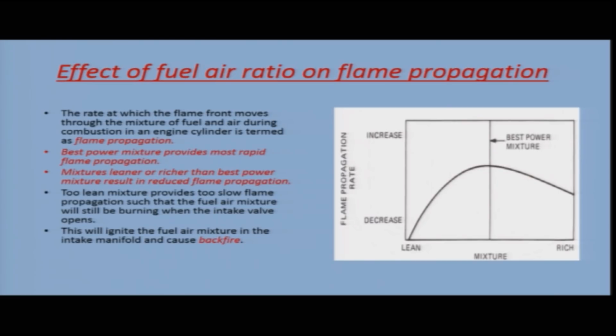Too lean mixture provides too slow flame propagation such that the fuel air mixture will still be burning when the intake valve opens. So, too lean mixture will have too slow flame propagation such that the fuel air mixture will continue to burn when the intake valve is open. This can result in ignition of the fuel air mixture in the intake manifold and can cause backfire.